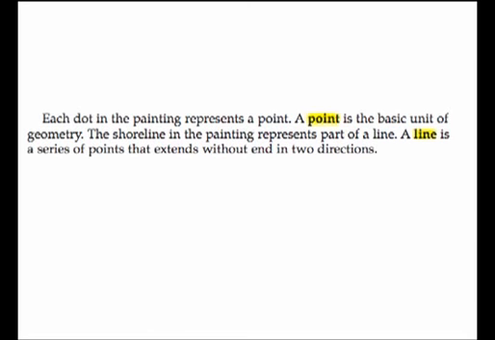Each dot in the painting represents a point. A point is the basic unit of geometry. The shoreline in the painting represents part of a line. A line is a series of points that extends without end in two directions.